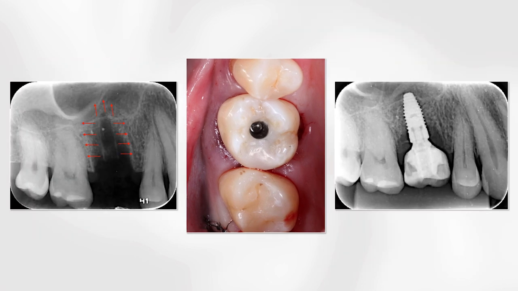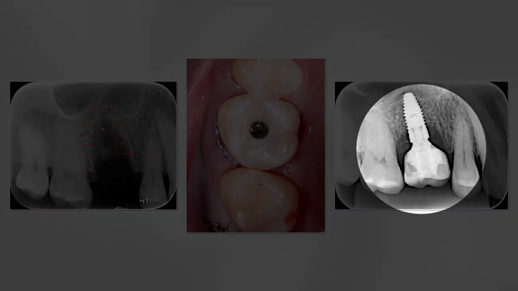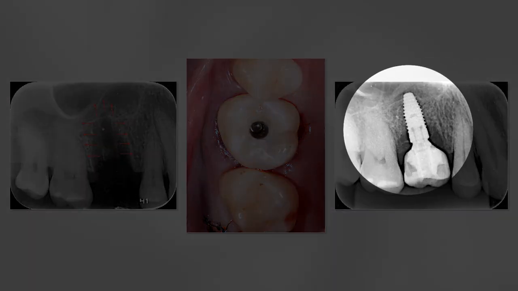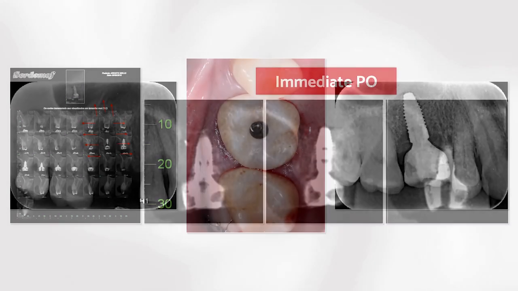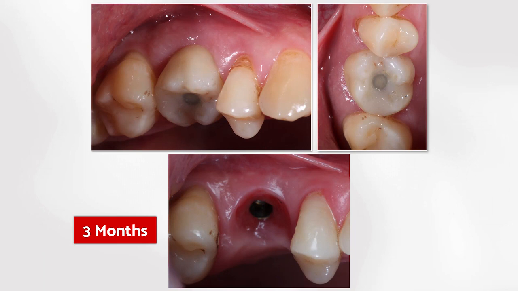Here you can see, right after the site preparation, the bone was densified in the lateral position and the apical direction, and through this X-ray, you can see the presence of bone all around the body of the implant. This is the immediate X-ray. This CBCT scan was taken 1 week after the procedure was finished, and you can see the presence of bone all around the implant. This is the follow-up after 3 months.